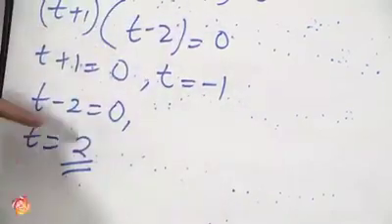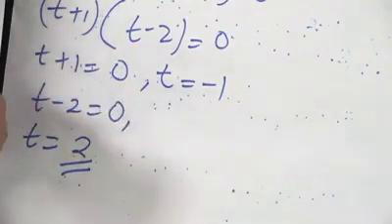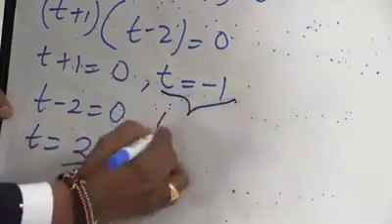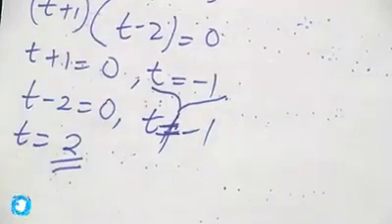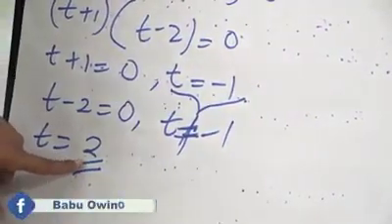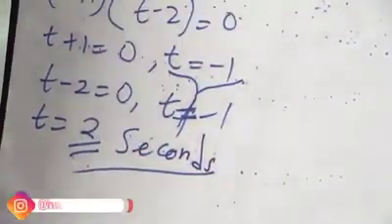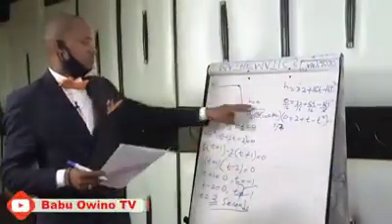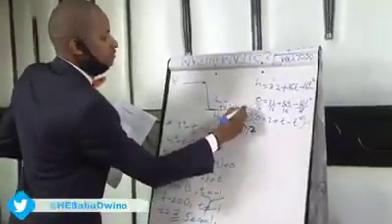Both are in seconds. But we can see one of the values is negative 1. Time cannot be negative. Therefore, this is not practical. So time cannot be equal to negative, and we go with the value of t equals 2. You write the SI unit of time, which is seconds. So that is the first part of the question. That is the time he took to hit the water surface. So at the water surface, the time is 2 seconds.